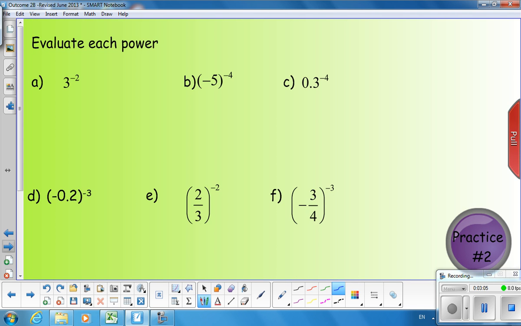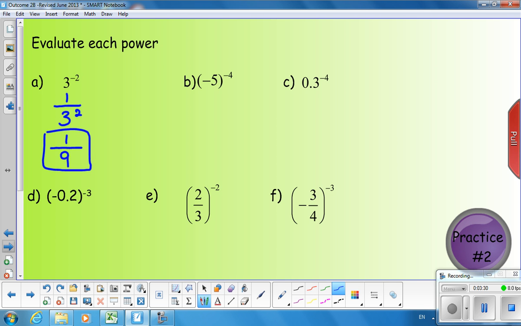Evaluate each power. So this time I want to deal with the negative exponents, but I also want to evaluate or get to a single number answer. So I have 3 to the power of -2. That negative exponent means 1 over 3 squared. I can simplify 3 squared to 9, and so my answer is 1 over 9.